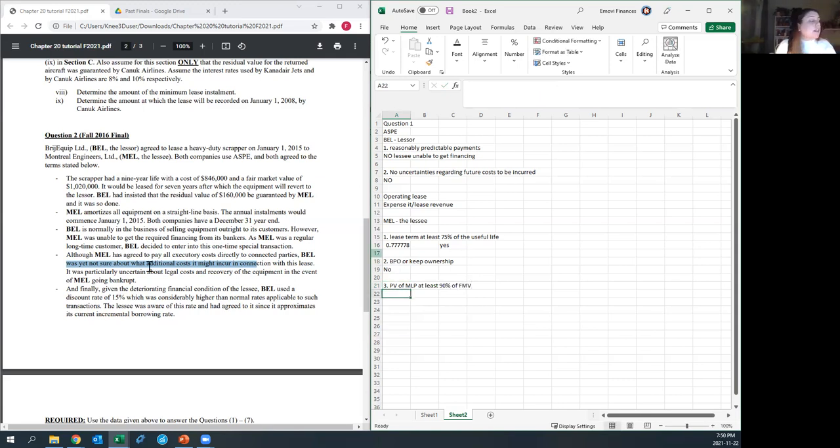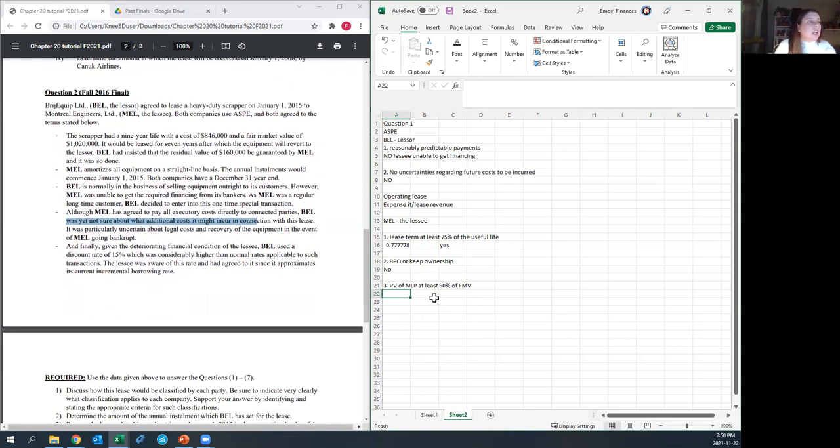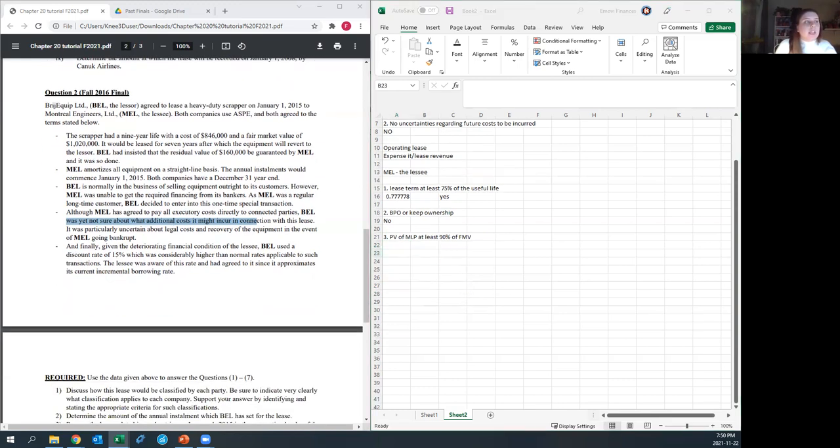Here again, they don't give us the payment that they're going to pay every year, so we're going to have to find it. So that means that the PV is going to be equal to the fair market value in our calculation. So it's 100%. Just visually what it's going to look like: your N is 7, your rate is 15%, your future value is your guaranteed amount of 160,000, your PV is the fair market value, which is 1,020,000, and your payments we're going to find.